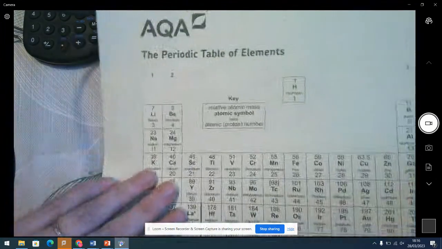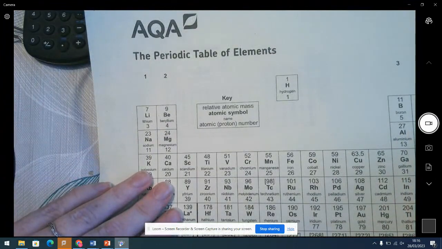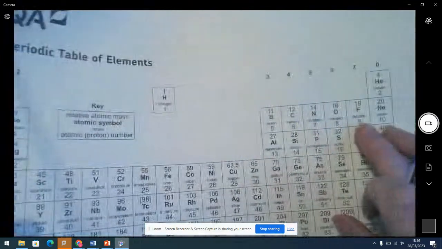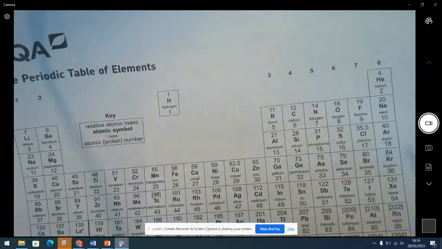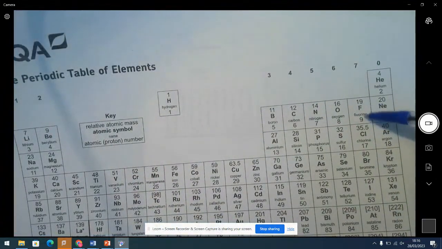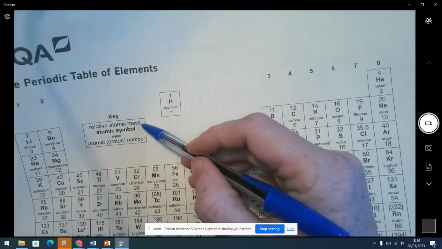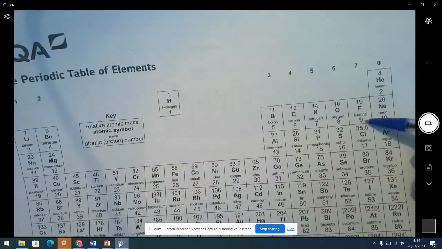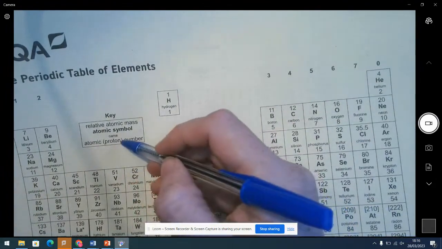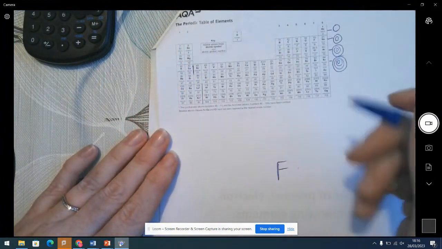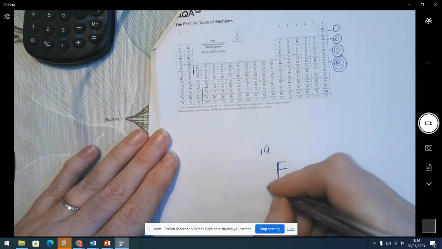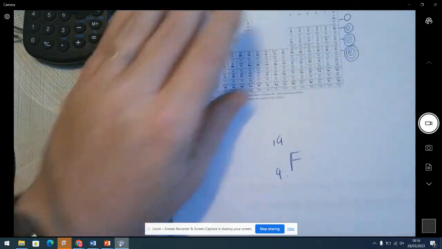If I pick an element such as, say, fluorine, so here's fluorine here, I can see fluorine has got two numbers attached to it. It's got 19, which we know from the key is the mass of the atom, and it's got the number 9, which is the proton number. So I'm going to write that out because it's important we're able to interpret what that information actually tells us. Okay, so there's fluorine and the two numbers.